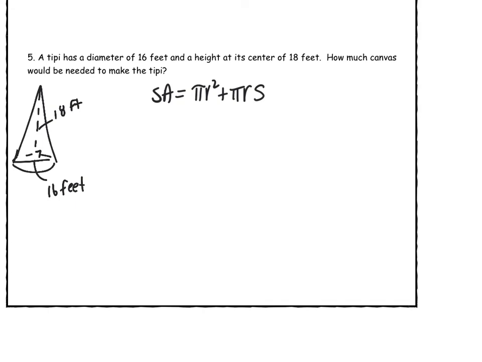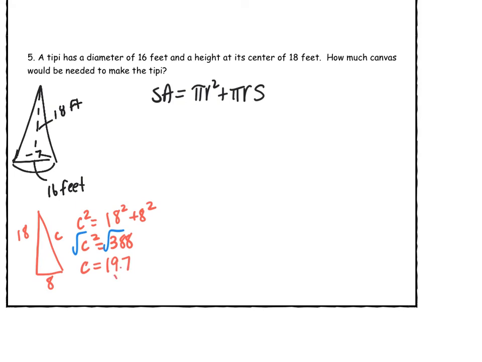So when we look at this, I have to just be careful because what I want is the height down the middle, which is 18, but then from there out to the edge, the whole diameter is 16 feet. So this is only 8, right? So I want to calculate the hypotenuse there. So c squared is equal to 18 squared plus 8 squared, sorry, not take away. 18 squared plus 8 squared gives me 388. So I'm going to square root to get c by itself. So the square root of 388 is 19.7 feet.